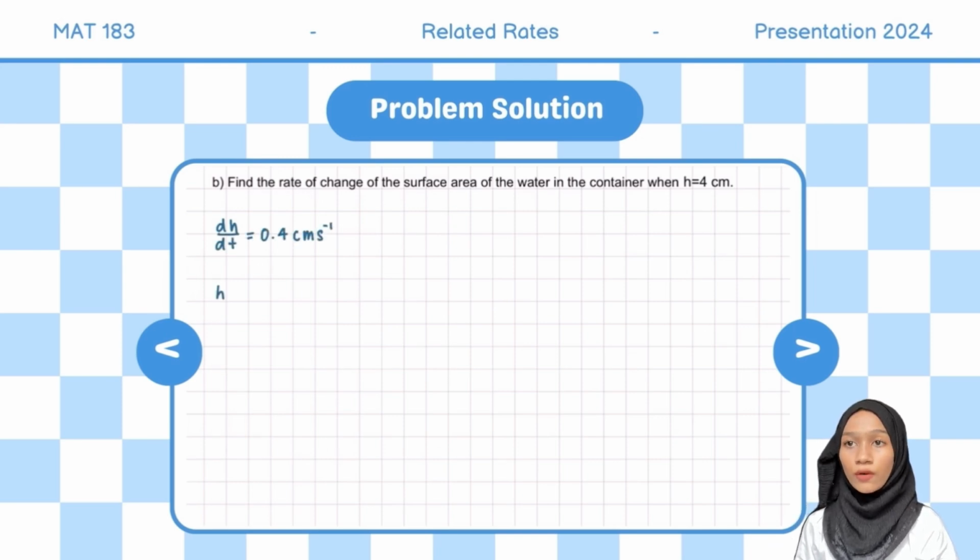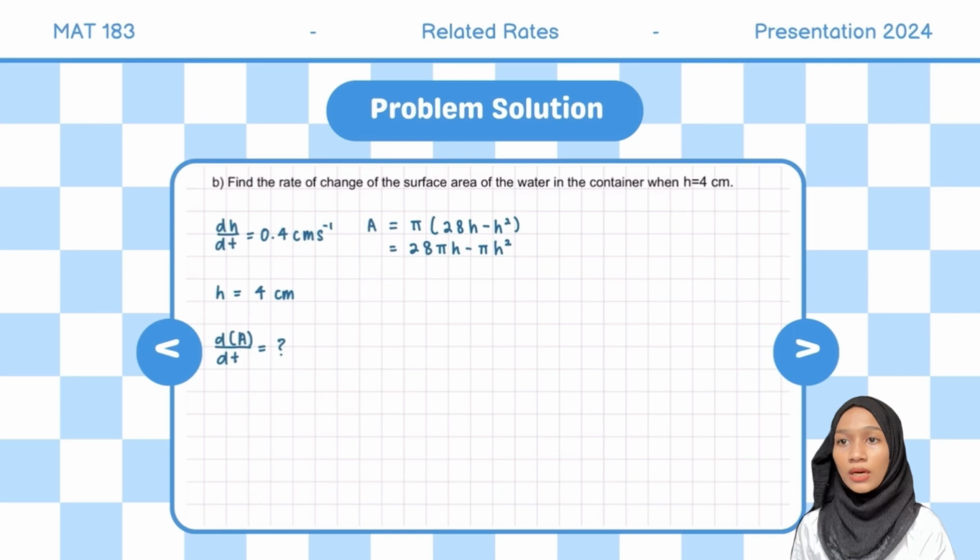Find the rate of change of the surface area of the water when the height of the water is 4 cm. The information given is dh over dt equals 0.4 cm per second and height equals 4 cm. Now, let's find the differentiation of area. First, we use the area formula from the previous question, which is A equals pi times (28h minus h squared). We expand the equation and it becomes 28 pi h minus pi h squared.